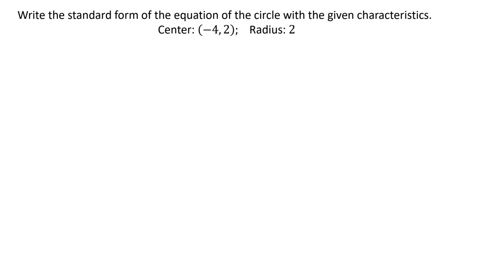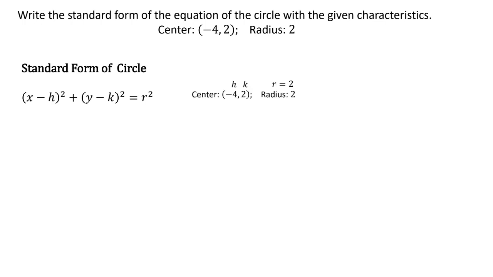Write the standard form of the equation of the circle with the given characteristics. So the characteristics here are center at -4, 2 and a radius of 2. Okay. So we know that the standard form of the equation is given in this form: x minus h squared plus y minus k squared is equal to r squared.